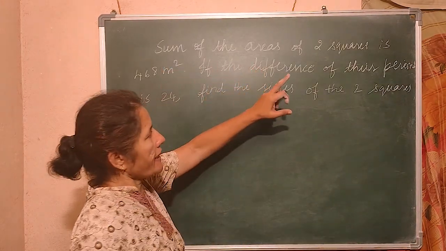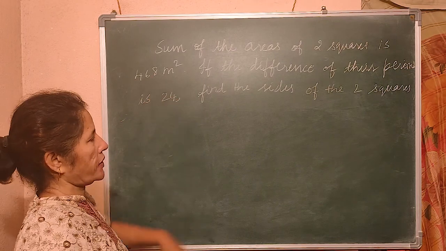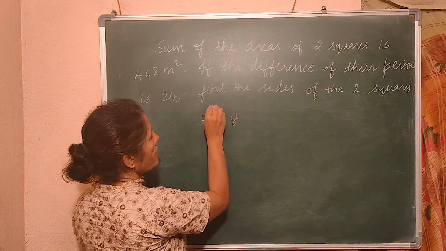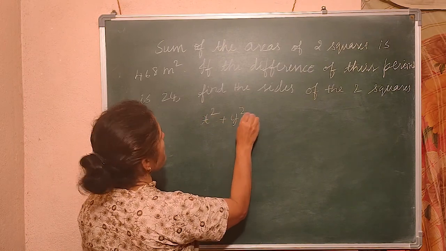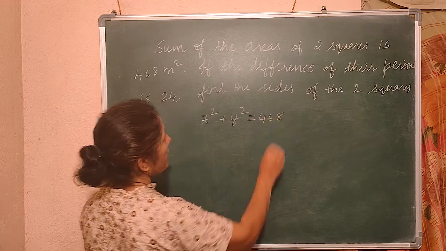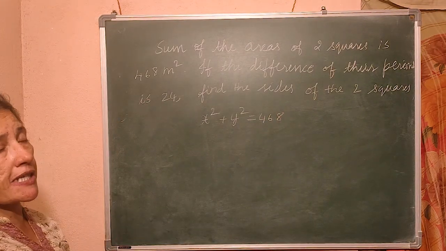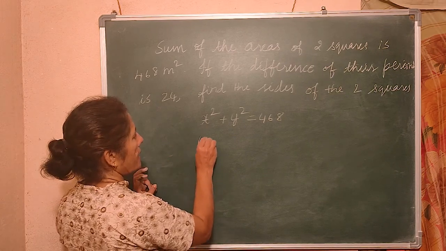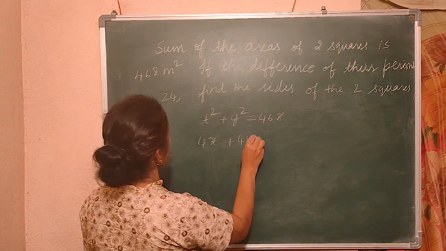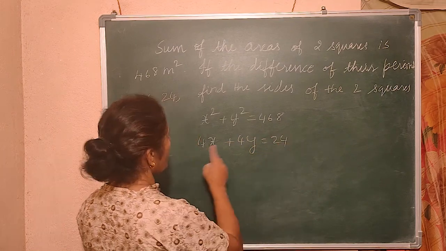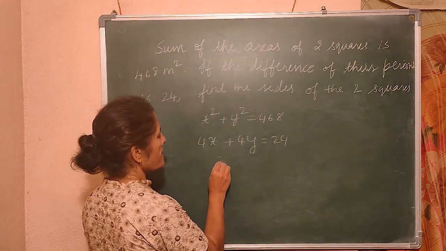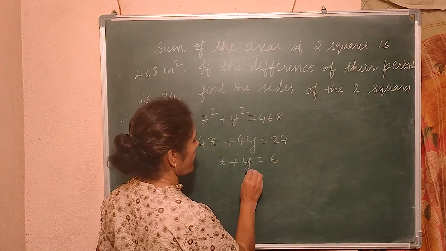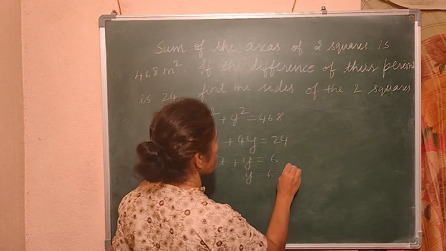The sum of the areas of two squares is 468 meter squared. So let me write one as x, another one as y. So x square plus y square is equal to 468. The difference of their perimeters is 24. The perimeter is 4x plus 4y is equal to 24. 4 is common, you divide by 4. x plus y is equal to 6. So you get y is equal to 6 minus x.